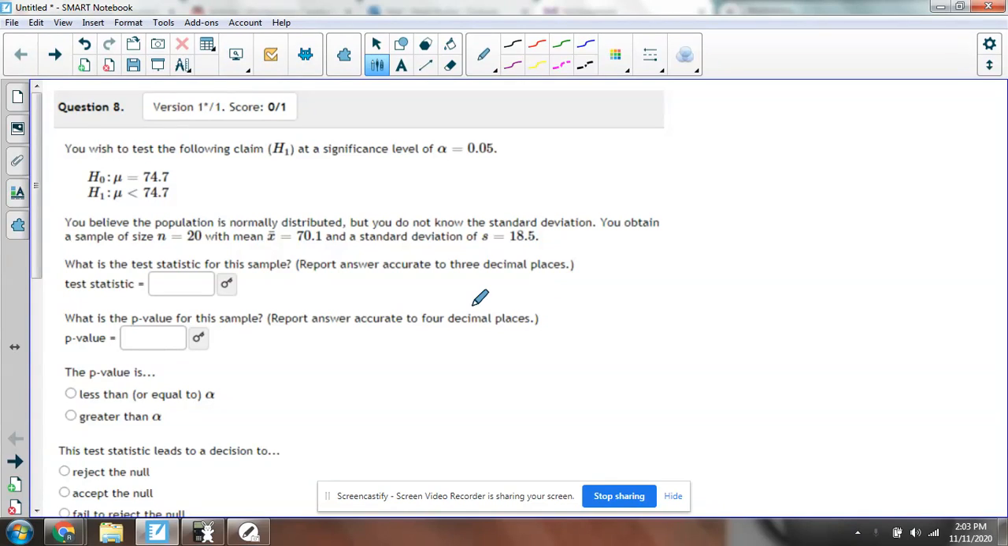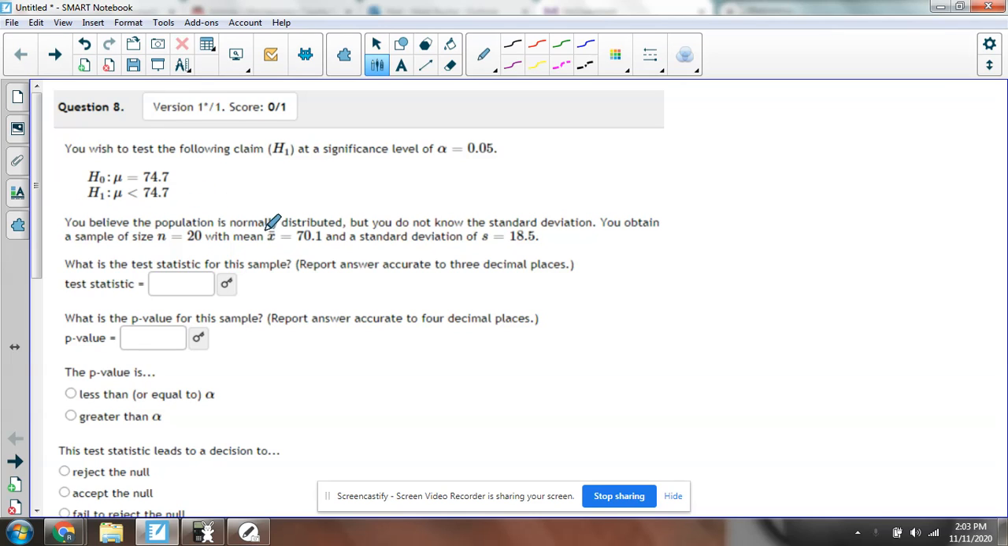Okay, we'll just roll through one together. This is question 8 on the problem set. It says you wish to test the following claim. The alternative claim at a significance level of alpha equals 0.05. So the null hypothesis is that mu is 74.7. We don't know what they're talking about, but whatever. And the alternative hypothesis is that mu is going to be less than 74.7.